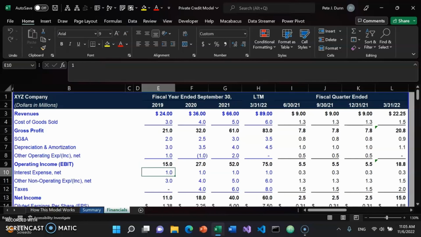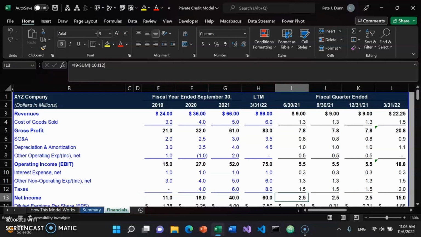Then I have expenses that are continuing, such as interest expense, other non-OpEx, as well as taxes. And once you subtract all that out, you get the bottom line, which is net income.